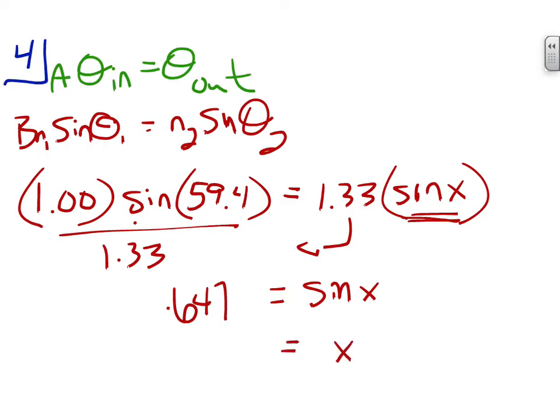So to find x, I need to undo the sine. Second sine, second answer. Of course, we always have to be in degrees when we're using sine. We end up with 40 degrees here. So that's going to be 40 degrees, and that's what we have to do for part B. So easy.